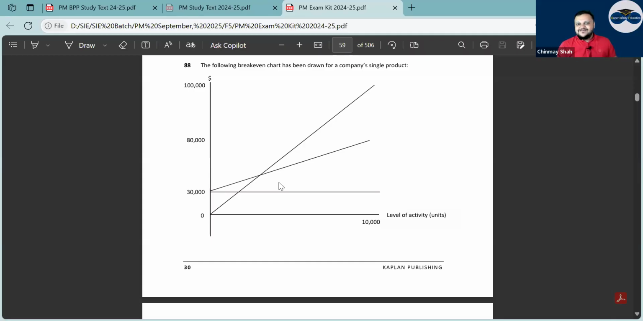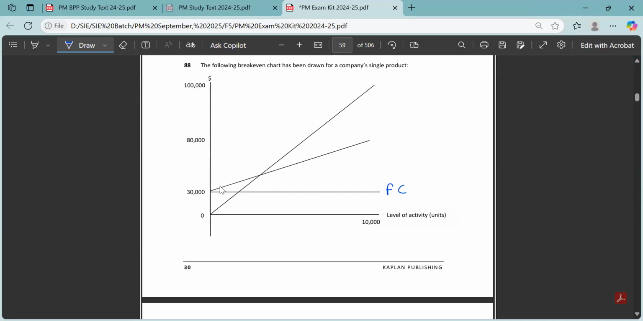Think about it. Total cost is nothing but variable plus fixed. At 0 units also, will the total cost be 30,000? So this is which line? Have a look. This line we have identified. This is fixed cost. What is this line? Total cost or fixed cost?